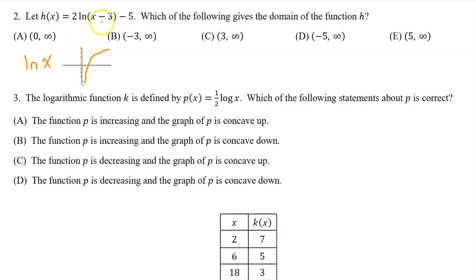So the only transformation we really have to worry about is the x minus 3, which is a horizontal translation to the right by 3. The graph of h of x would look something like this. The domain is the x values, which go from 3 to infinity. So the answer is C.